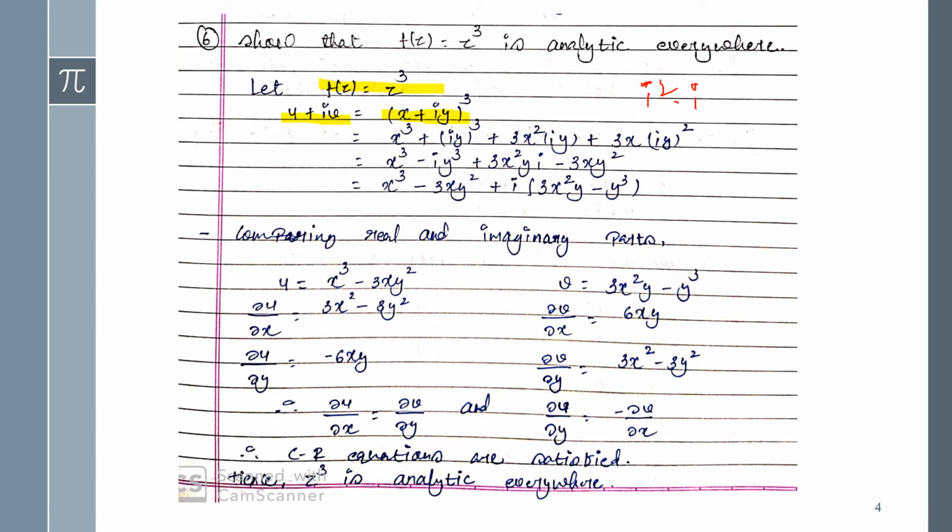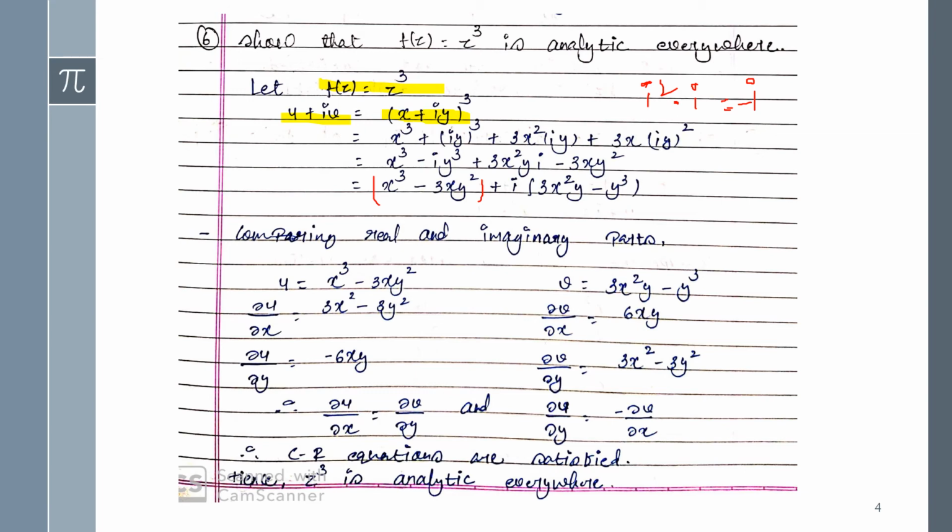So i square equals -1, as you know. So -1 into y will definitely be minus i y. Here it will be x cube minus i y cube. Same here, 3a square b: this one is 3x square y i, and here 3ab square means i square y square, and i square is -1, so minus 3xy square. So now, writing it into real and imaginary parts.